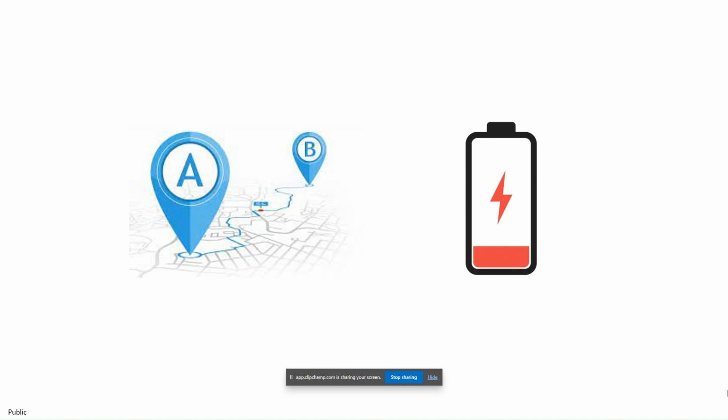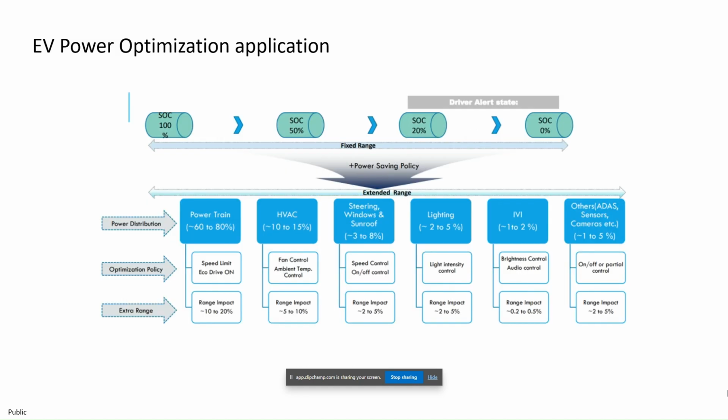He at least needs 20% of the charge to basically go from point A to point B. And if at all there is any, because we are talking about the SDV ecosystem, where applications will be built by third party vendors, which will be deployed on the car. Now, say that there is one smart company which has come up with their own optimization application.